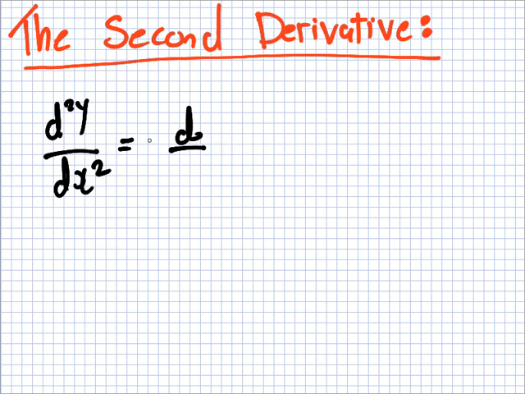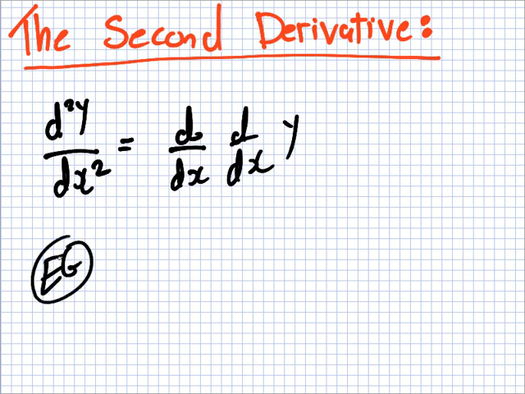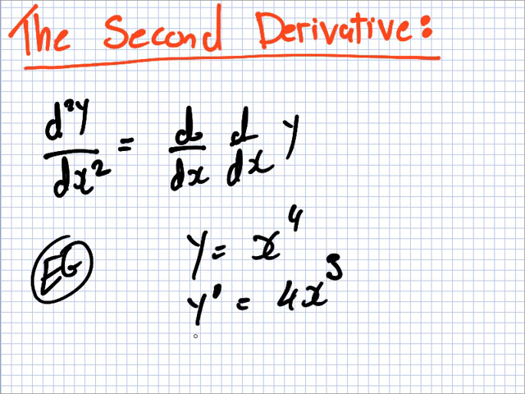the second derivative, there's nothing too special about it. It's just the derivative twice of your function. So, very simple example. Let's take y equals x^4. Well, the first derivative is 4x^3, and the second derivative would be 12x^2.